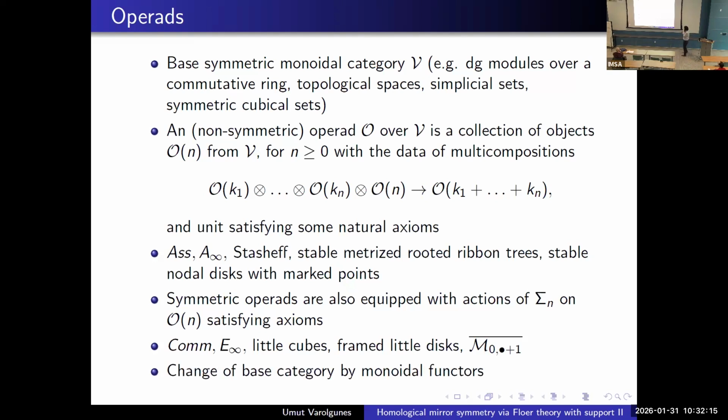If you have any operad over any symmetric monoidal category and you have a monoidal functor from it, you can change the base category by that monoidal functor. So if you have an operad in topological spaces, you can take chains and get an operad in chain complexes. For a monoidal functor, a tensor-form morphism in one direction is enough.